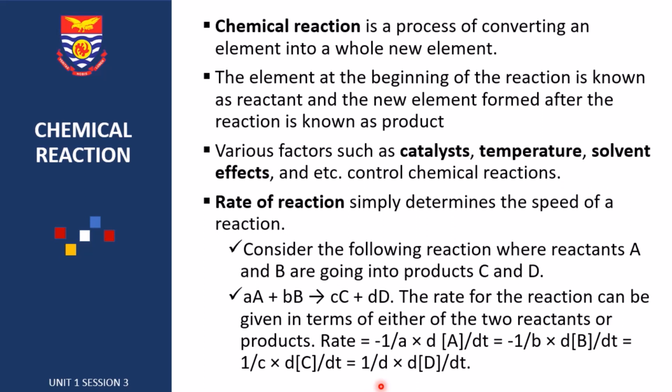So now to show the rate of the reaction, the rate at which A is diminishing should be equal to the rate at which B is diminishing, and that should be equal to the rate at which C is being formed and the rate at which D is being formed.